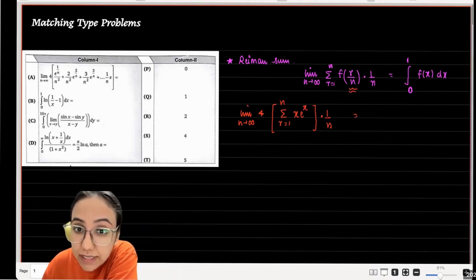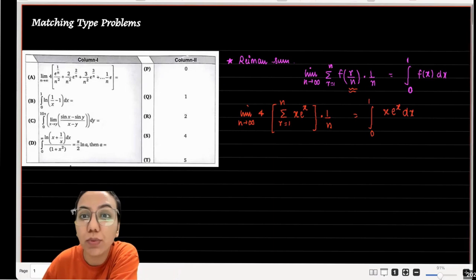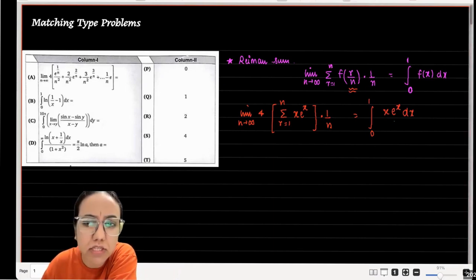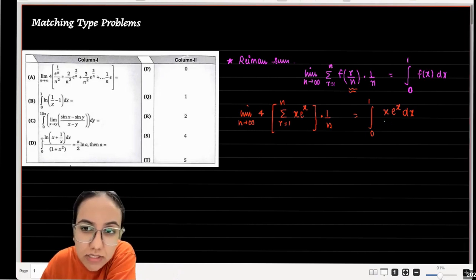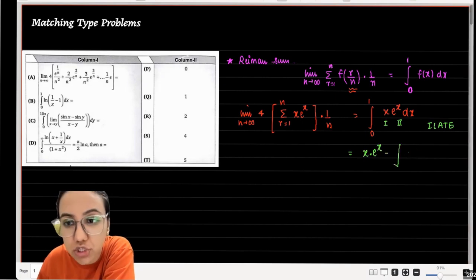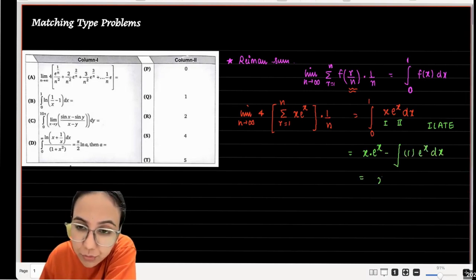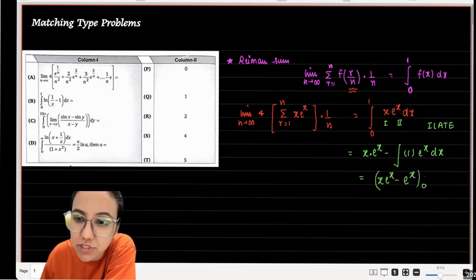Now, this can be done using the integration of f of x, which is x e raised to x dx. How will we solve this function? We know this is solved by integration by parts, where this is your first function, this is your second function, based on the rule I laid. That means I can write this as first times integration of second, minus integration of differentiation of first times integration of second dx. That will give you x e raised to x minus e raised to x, and the limit is 0 to 1.